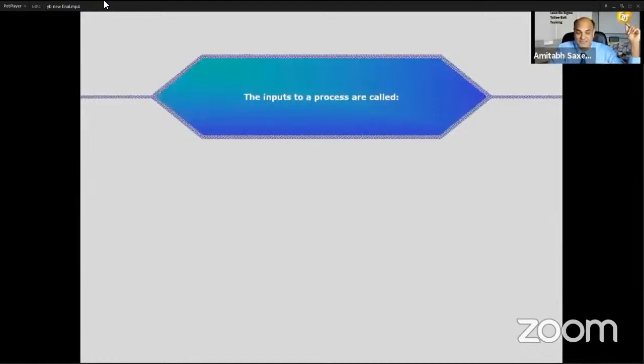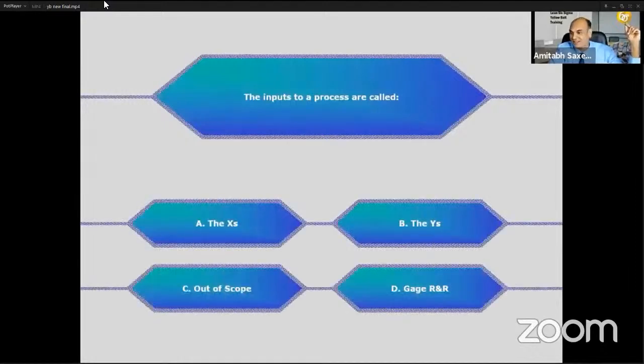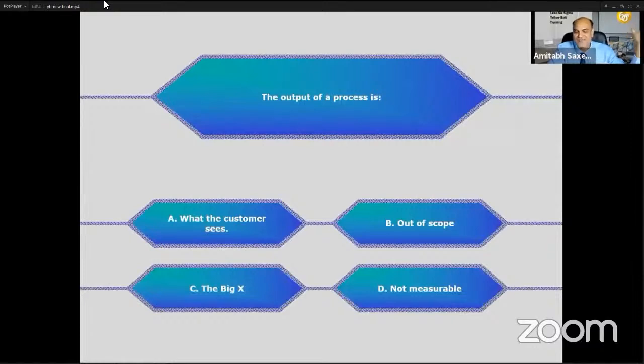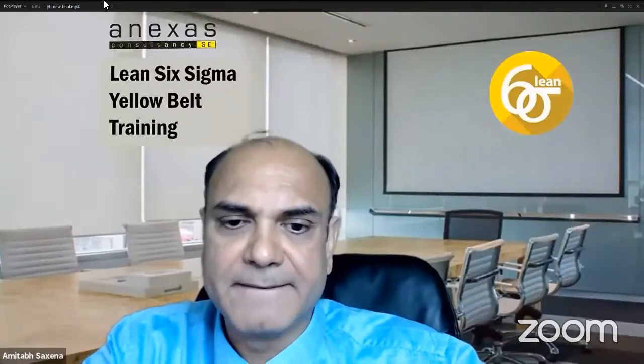Next one. Input to a process are called what? Let's see the right answer. Let me see who has given the right answer. Oh, so many people. Everyone has given the right answer. Okay. Output of a process is. I hope you have all answered. Almost everyone has answered. 95% of you have answered right.